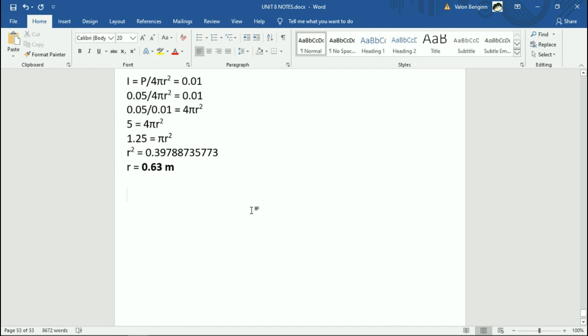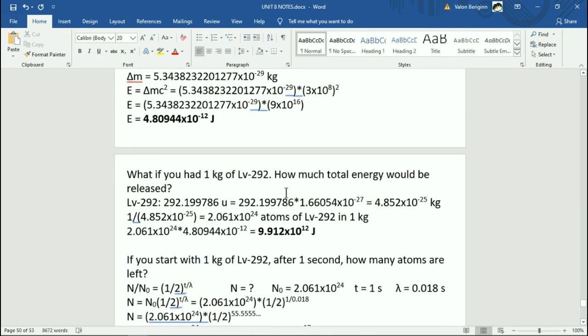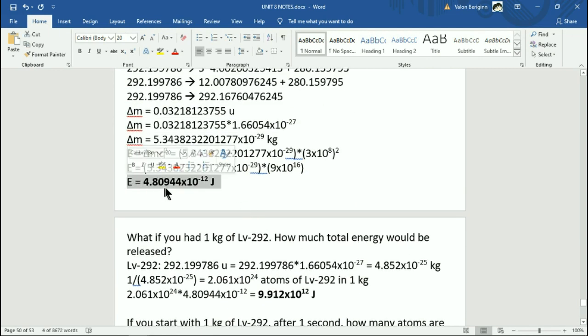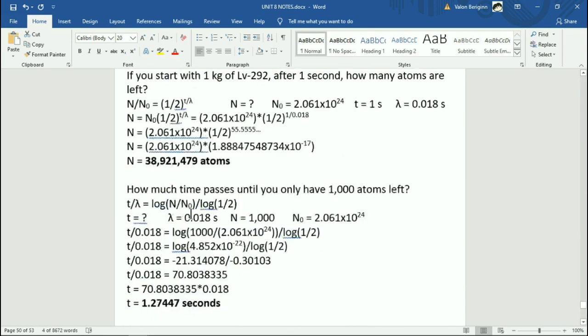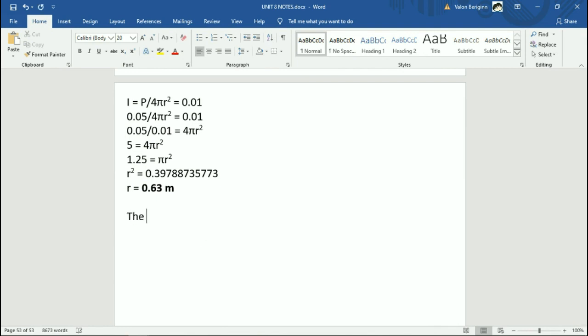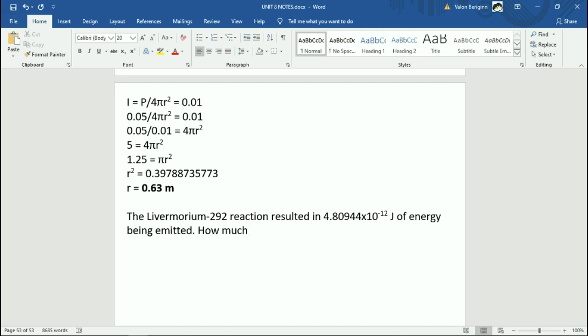Okay, so black body. Let's see. Actually, I'm going to kind of combine these together. Now the atomic spectra question, you need an energy number, and from the last unit, we have this. This was the energy that we got from a nuclear reaction. So the Livermorium-292 reaction resulted in this much energy being emitted. What type of light is this being emitted as?